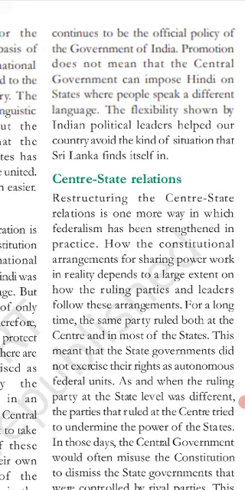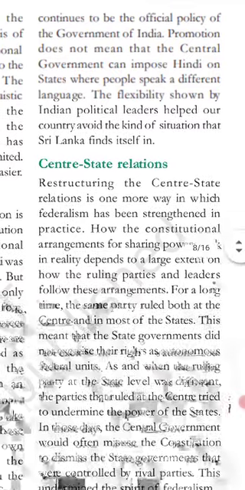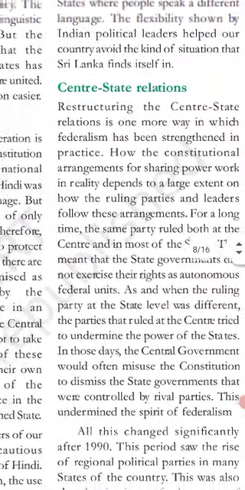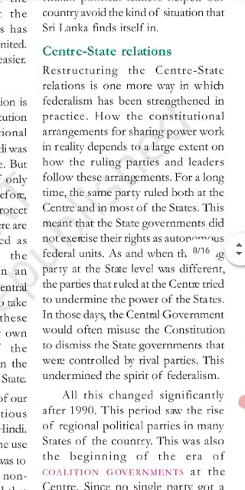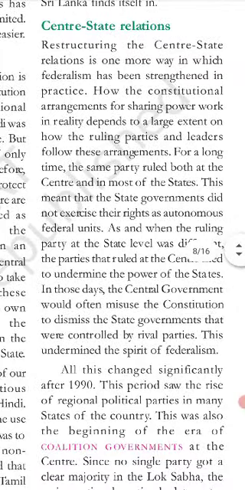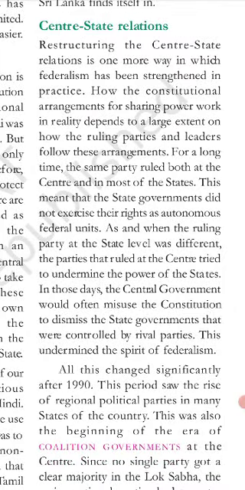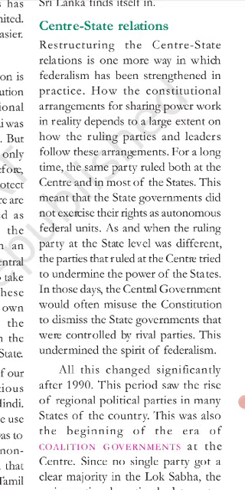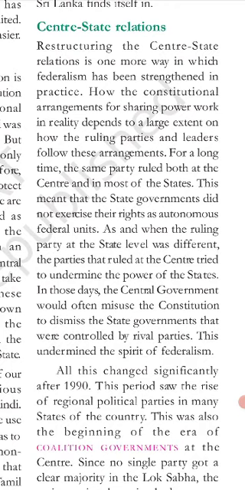center-state relation. Restructuring the center-state relation is one more way in which federalism has been strengthened in practice. How the constitutional arrangement for sharing power works in reality depends to a large extent on how the ruling parties and leaders follow these arrangements. अब जो कॉन्स्टिट्यूशनल अरेंजमेंट्स है, जो पावर शेयरिंग का, वो काम करेगा तो रियली डिपेंड करेगा कि रूलिंग पार्टी और लीडर्स उस अरेंजमेंट को कैसे फॉलो करते हैं.